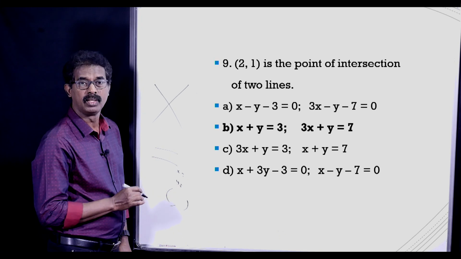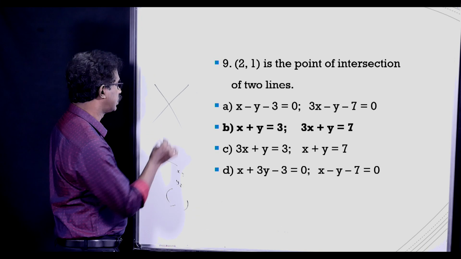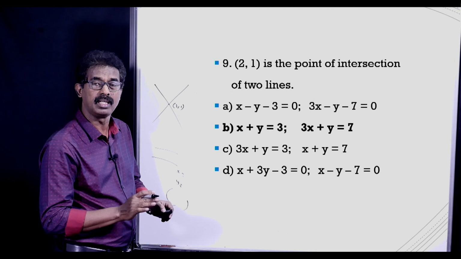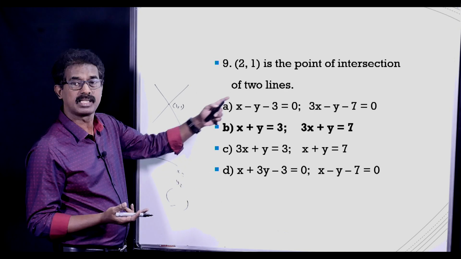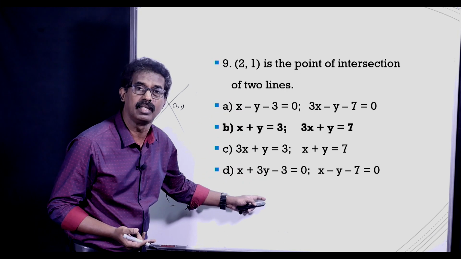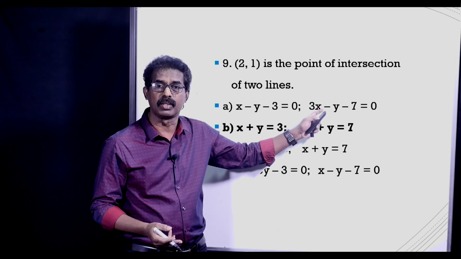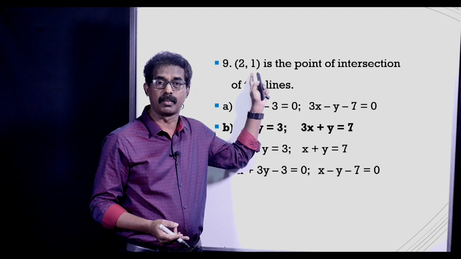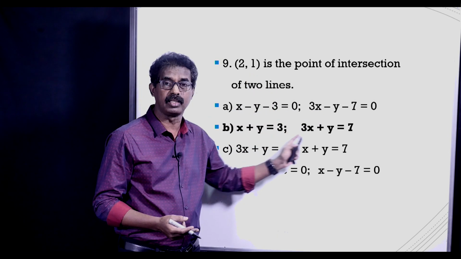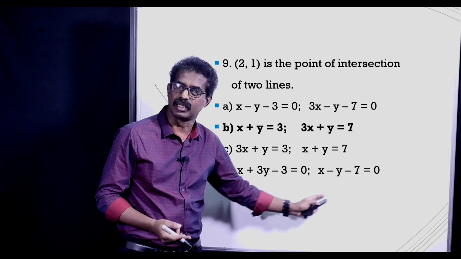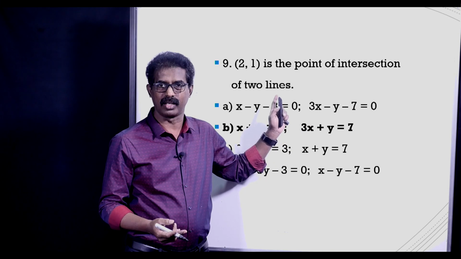Okay, but here 2, 1 is the point of intersection, they said. 2, 1 is the point of intersection of which 2 lines? 4 options are given, right? So what do you do? The actual method is you have to solve it. First solve these 2 equations. Check whether you are getting 2, 1. If not, solve these 2. If you get 2, 1, that is the answer. But it's very difficult, right? You have to check one by one. If you get it the first time itself, okay, you can save time.